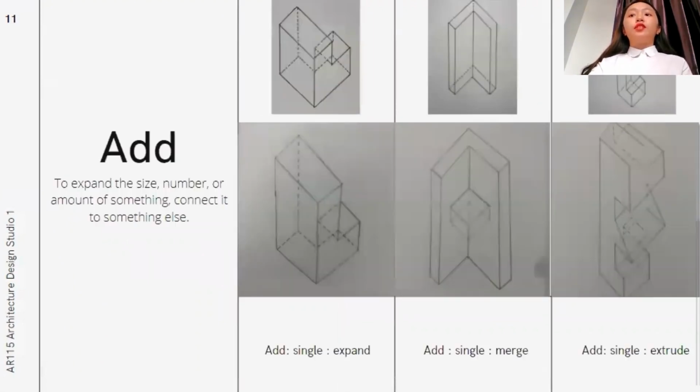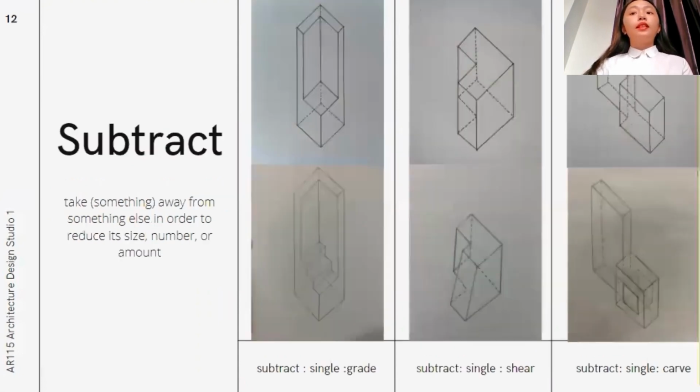The add section is to increase the size, number, or amount of something, or connect it to something else. I've used the methods of expand, merge, and extrude on my 3 blocks. Next is the subtract part. This part means that we take something away from something else in order to reduce its size, number, or amount. And I have used the grade, shear, and carve methods on it.